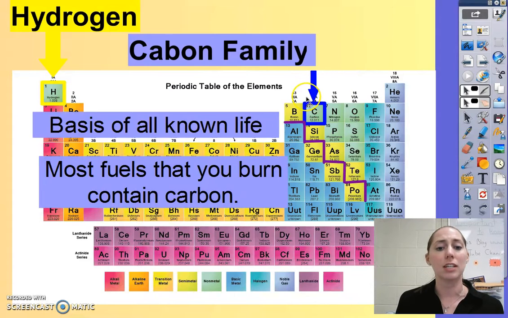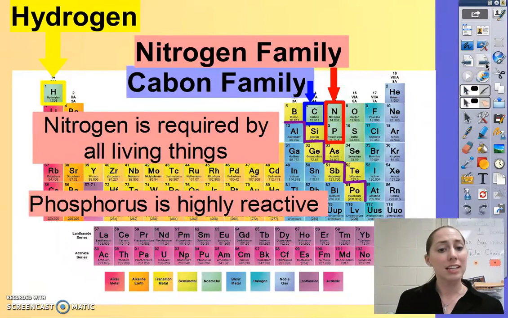This is group 14. Carbon is the basis of all known life. It's also in most fuels that you burn, so like gasoline is based in carbon. Wood is based in carbon. There are other elements in the carbon family, but carbon is the only nonmetal in that family. We've also got the nitrogen family.